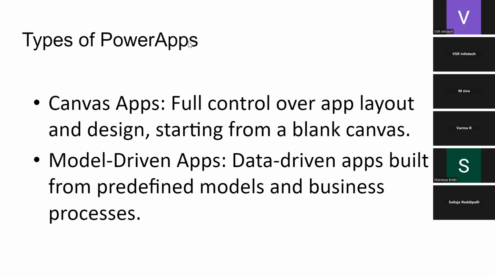Now, there are two different types of Power Apps. One is Canvas apps, where you have full control over the app layout and design, starting from a blank canvas. This is just like a blank notepad, which we have. In that notepad, if you want to write something, if you want to draw something, if you want to create something, it's up to you. You can do that. And there's again a model-driven app, which is nothing but the data-driven apps, which are built from predefined models and business processes.